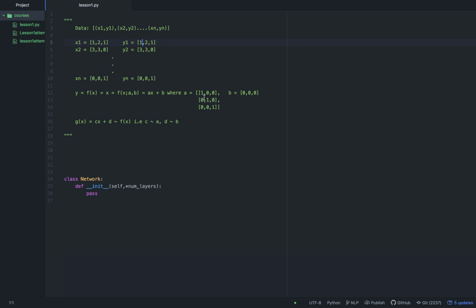The example I've picked here is rather trivial in that it's obvious what a mapping is. It's literally the fact that x equals y, i.e. y equals x. And if we were to write that in a more canonical way, we would say that f of x is ax plus b, but then a is just simply the identity matrix, and b will just be some zero valued vector. Very trivial.